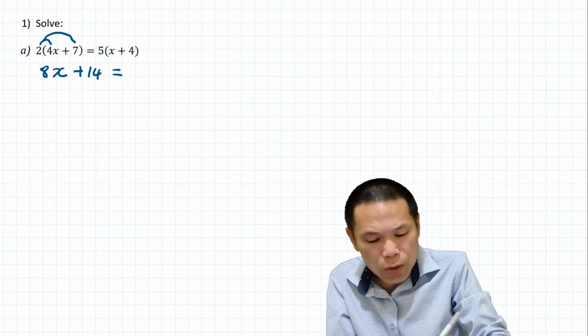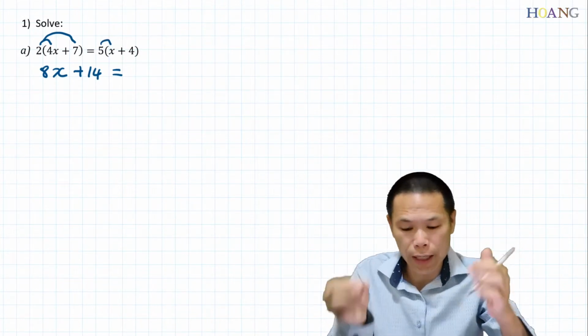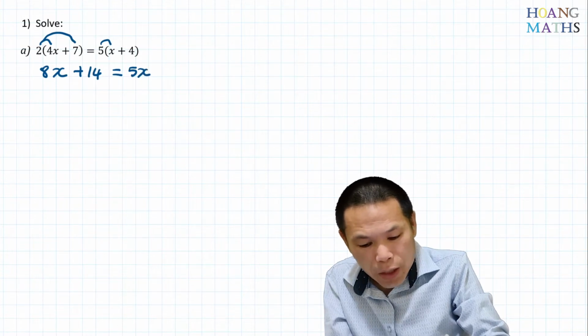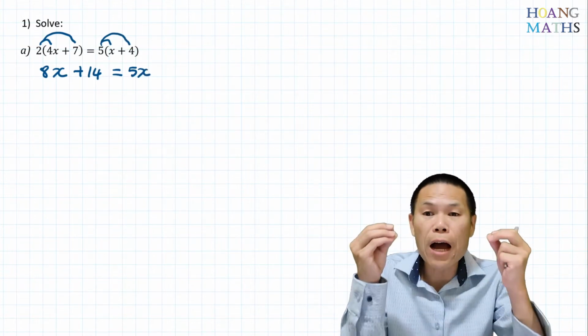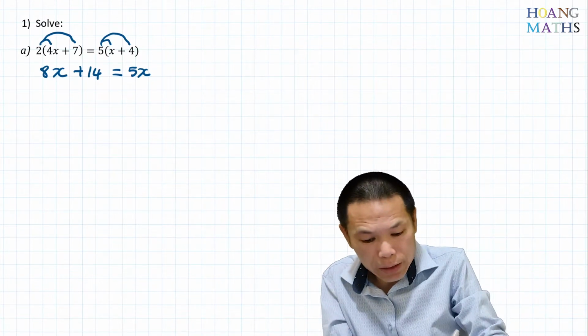Now we write equal. And 5 times x is 5x, so we just write 5x. And then we go 5 times 4. So 5 times 4 is 20. So we add 20.